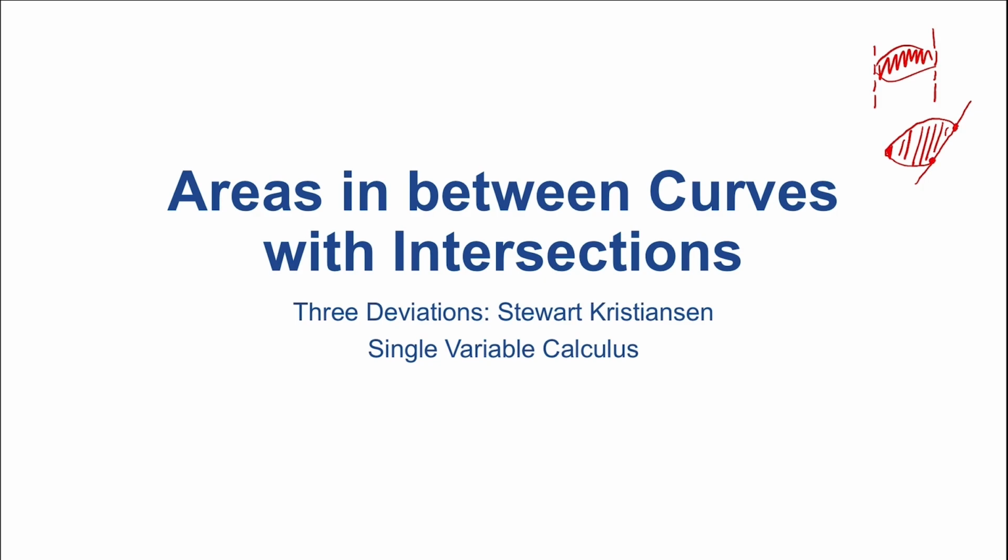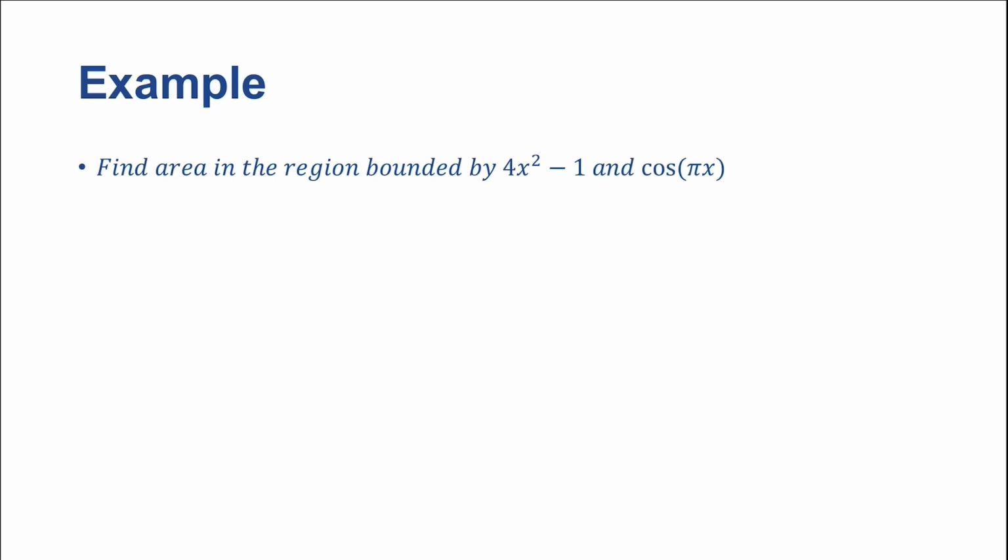So this is going to be a little bit trickier, and this is what we talk about in this part of Unit 5 in our area between curves mini-unit. All right, so let's get started with our example. We would like to find the area in the region bounded by 4x squared minus 1 and cosine of pi x. Now to find our intersection, it should be pretty obvious what we need to do.